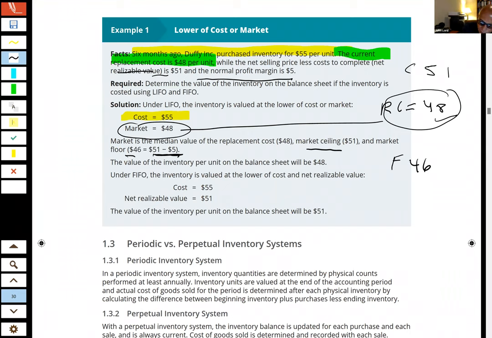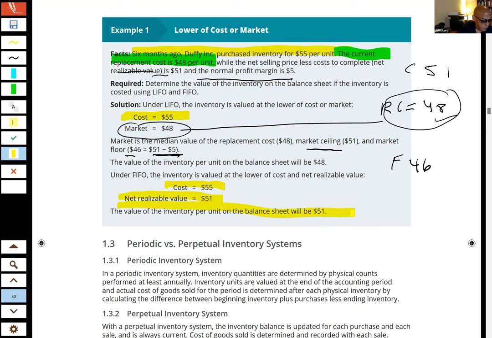Now, under FIFO, I would use what? The lower of the cost or net realizable value, right? And so for that, because all other inventories other than LIFO and retail use the net realizable value, I would report it at 51.